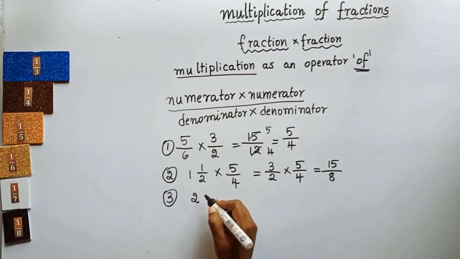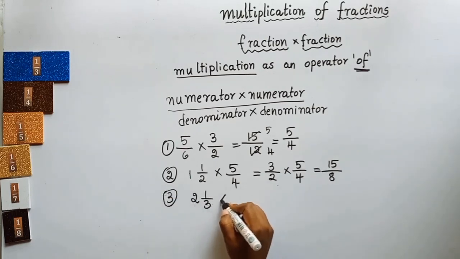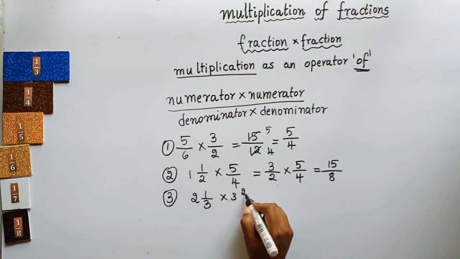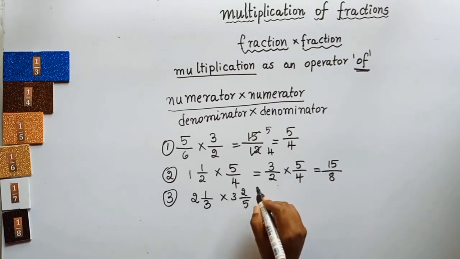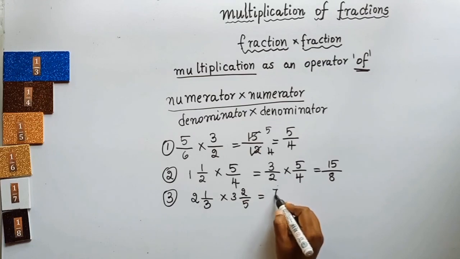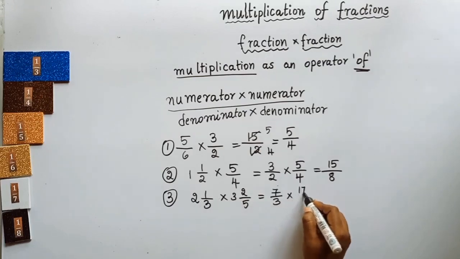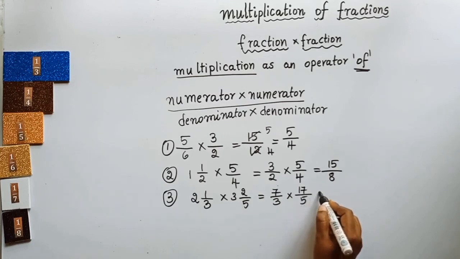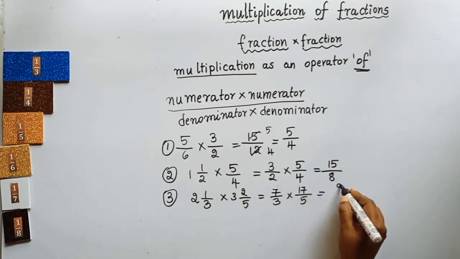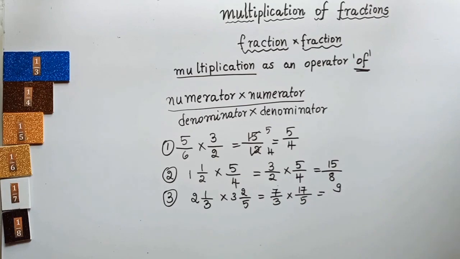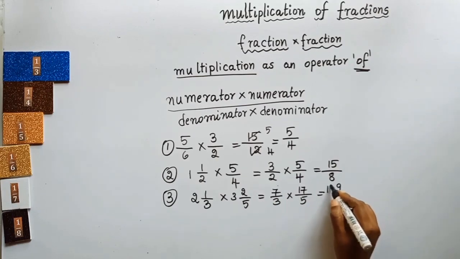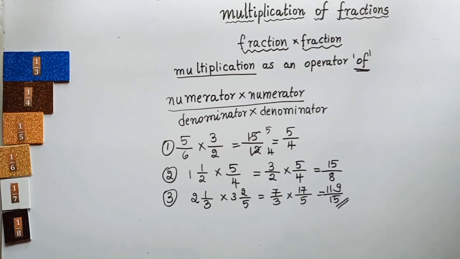Third one. 2 1 by 3 into 3 2 by 5. 3 2s are 6 plus 1, 7 by 3. 5 3s are 15 plus 2, 17 by 5. 7 7s are 49. 4 remain. 7 1s are 7, 11. 119 by 15.